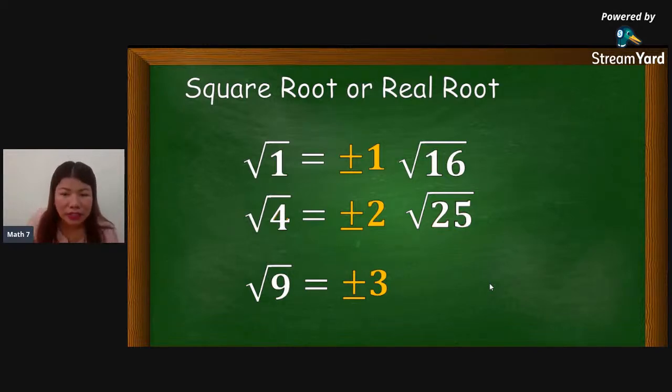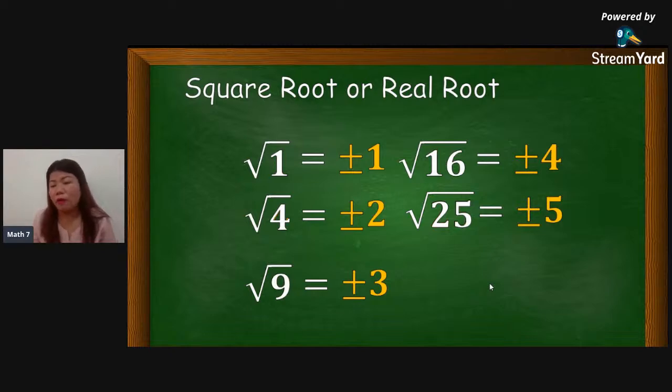Next, square root of 16. Ano yung imumultiply mo para magkaroon ka ng 16? Anong number? Imumultiply sa sarili. We have positive 4 at negative 4. Positive 4 times positive 4, the answer is 16. Yung radicand, yung number nasa loob ng radical sign. Next, negative 4 times negative 4, the answer ay 16 pa rin. Okay? Square root of 25, we have positive at negative 5.